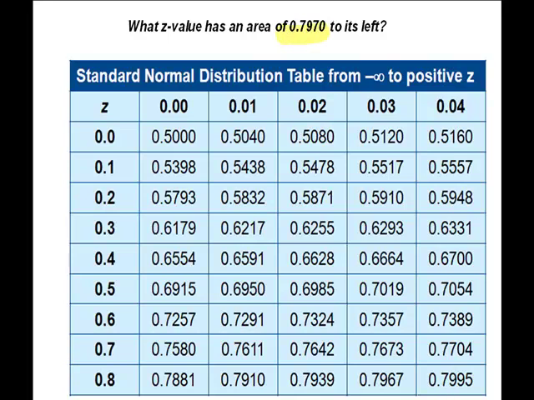0.7970. Ooh, it's not there. So I choose the one that's the closest. 0.7967 is as close as I could get. It could be above or below, but it has to be the closest.